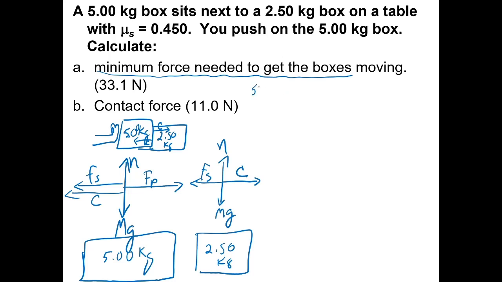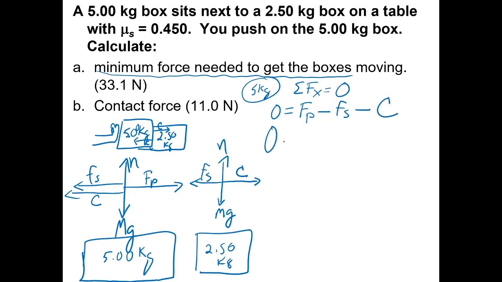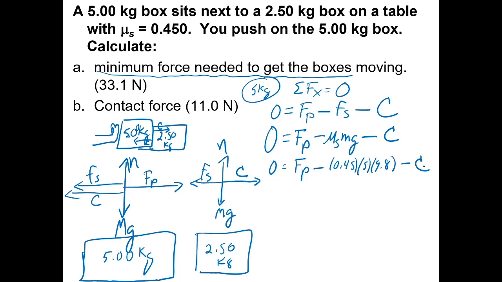So let's look at the big box, the 5 kilogram. The sum of the forces in the x direction will be 0. So 0 equals the force of the push minus friction minus the contact force. We don't know the force of the push. Friction is mu s times the normal, which in this case is Mg, minus c. Okay, we know mu s is 0.45. It's a 5 kilogram box times 9.8 minus c. So that's just going to get us some number.